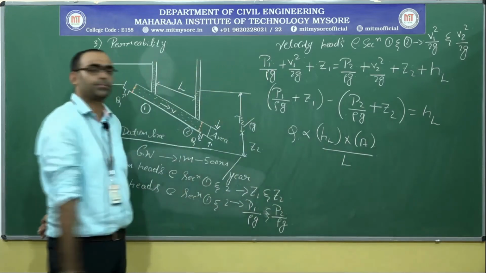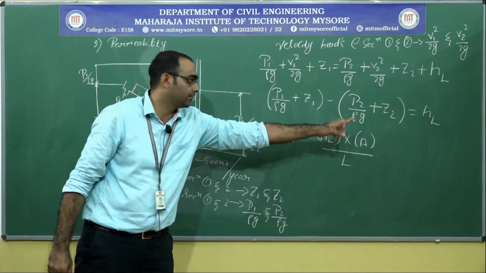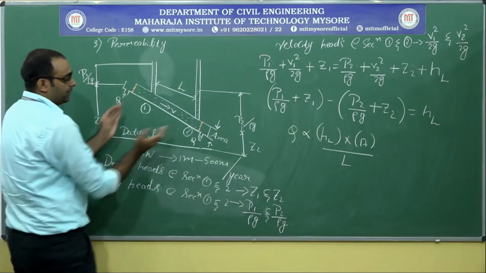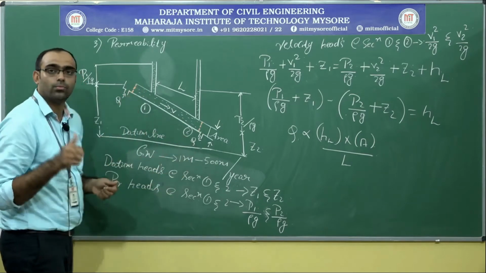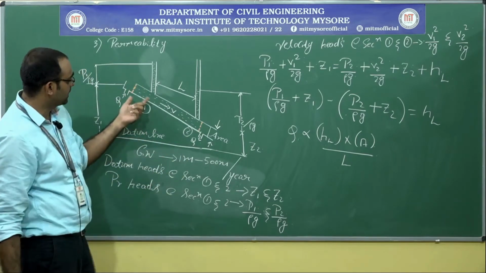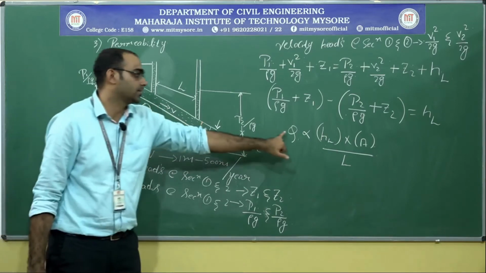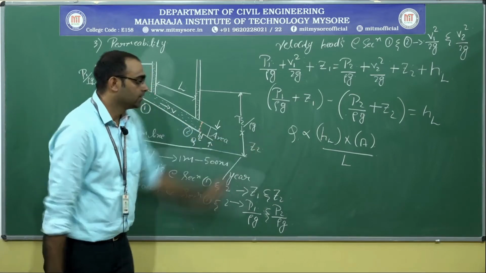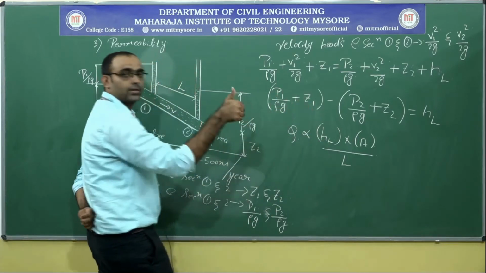directly proportional to HL and A by capital L. What does this equation represent? Look here, HL represents the energy difference. If the energy difference between section 1 and section 2 is more, immediately the water starts to flow from section 1 to 2, therefore the discharge will be high. So if HL is more, Q is more.